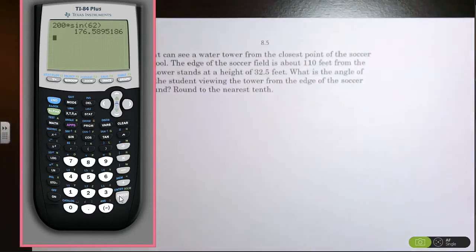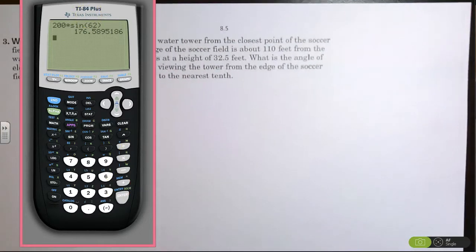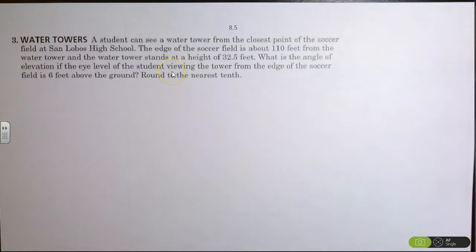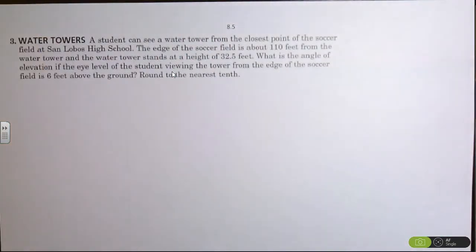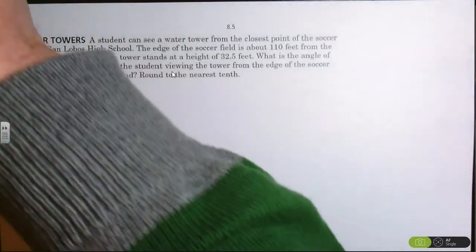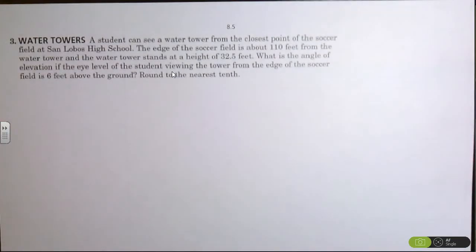Okay, so talking about a water tower. If you can't read this, this is number 3 from a worksheet we did in class, so you have to come in and see me. A student can see a water tower from the closest point of the soccer field at San Lobos High School. The edge of the soccer field is about 110 feet from the water tower, and the water tower stands at a height of 32.5 feet. What is the angle of elevation if the eye level of the student viewing the tower from the edge of the soccer field is 6 feet above the ground? Round to the nearest tenth.